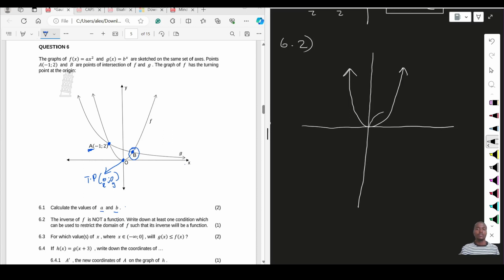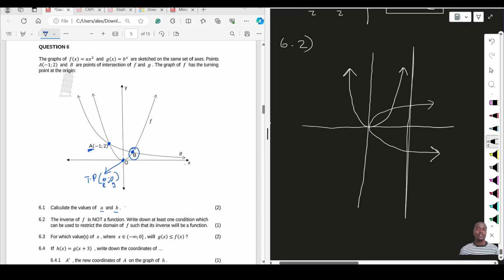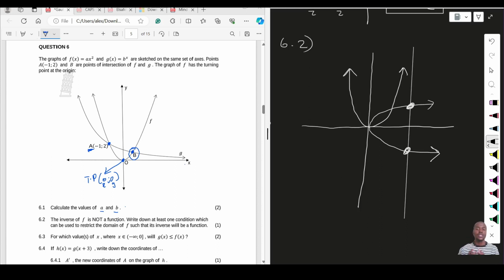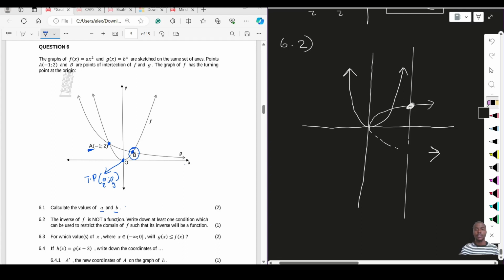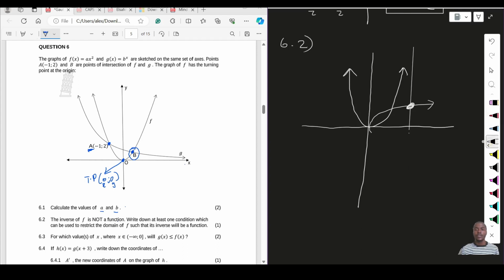So the inverse of f, it's something like this. This is the inverse of f. So it's not a function. When we draw the vertical line test, when I draw this line and it touches 2 points, immediately it touches 2 points, that's not a function. So for it to be a function, it has to touch only 1 point. So if I erase this part, for it to be a function, it must have only 1 point. So here it has 1 point.